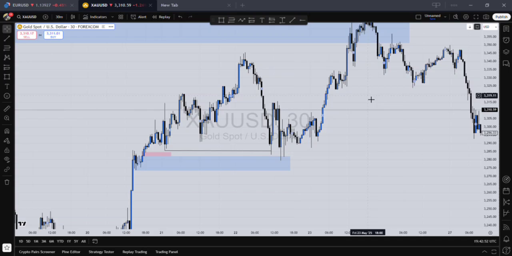So this kind of setup is like that entry model, which has an obvious inducement. There is... Why didn't it tap on the GUC? Said, why did it tap on the fair value gap below it?